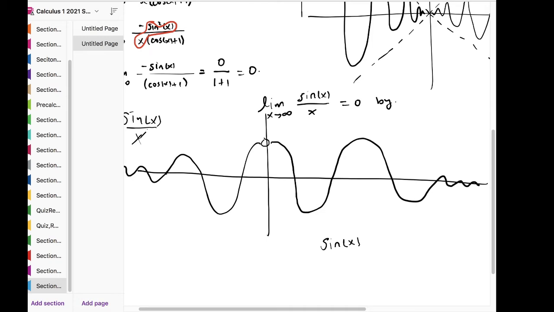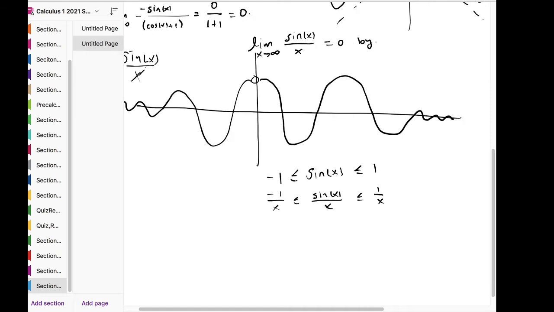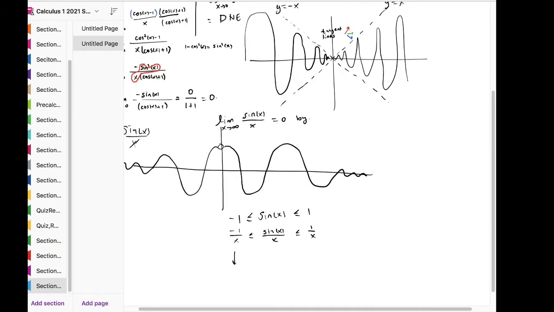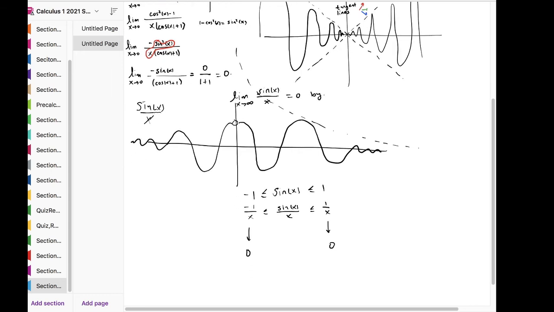Not sine of infinity. This is the squeeze theorem. Sine x over x, you can bound it between 1 over x and negative 1 over x. And both of these go to 0 as x goes to infinity. So this would be like sine of x, that'd be 1 over x. That's kind of the picture of what's going on.